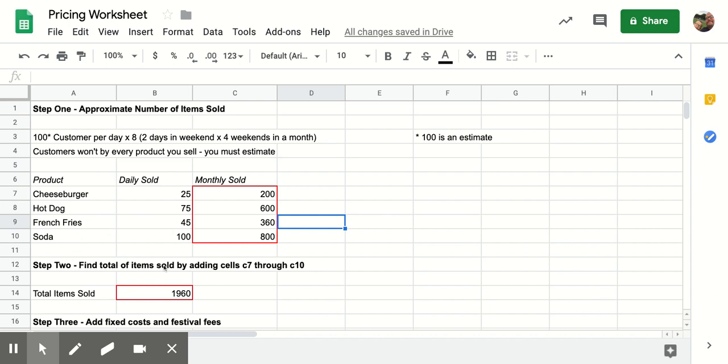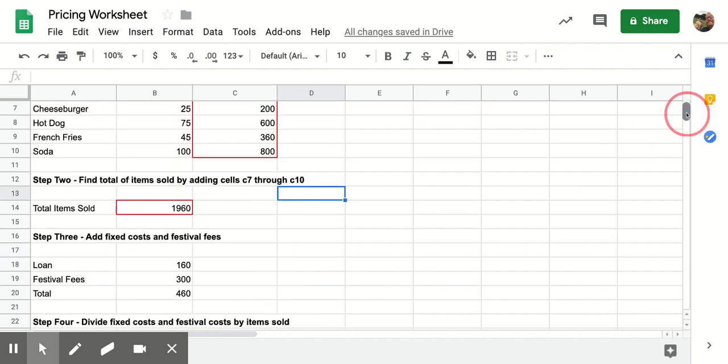Now we're going to find the total of things we sold, total items. Okay. So we add all these together right here. So that was sum C7, C10. Okay. So that's why I highlighted those. All right. So we sold almost 2,000 items this month.